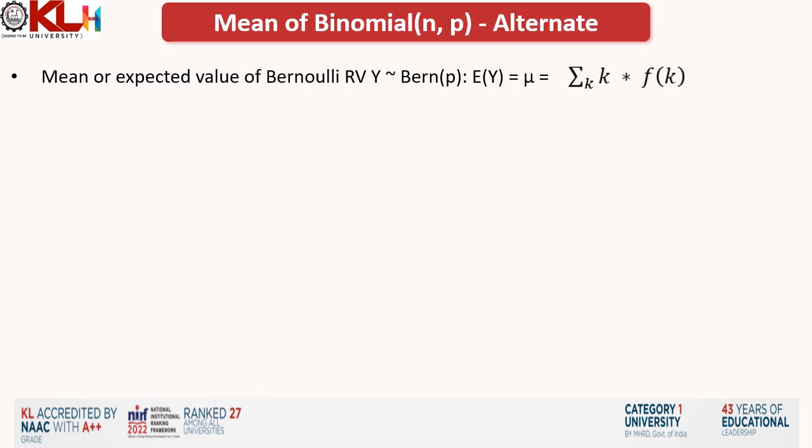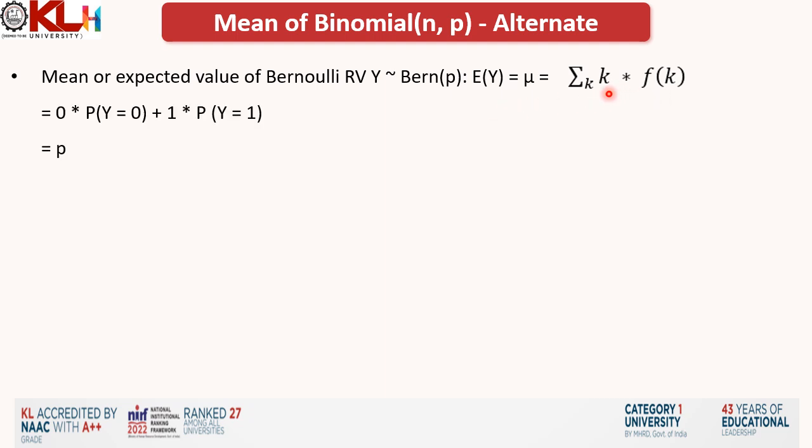Now let's look at another way of computing the mean. So we know that the random variable x is a Bernoulli process. So we repeat the same trial n times. Now if you consider a Bernoulli random variable y with probability p of success, then the mean of the random variable y, which is for a single trial, is the sum of k times f of k.